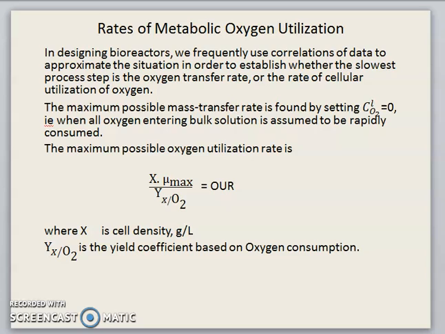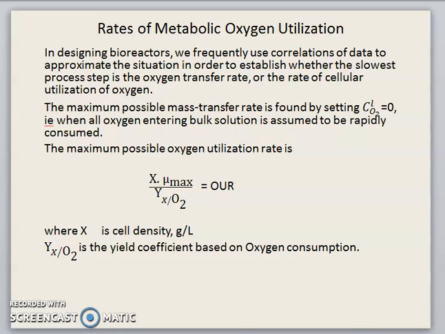In designing bioreactors, we frequently use correlation of data to approximate the situation in order to establish whether the slowest process step is the oxygen transfer rate or the cellular utilization of oxygen. The maximum possible mass transfer rate is found by setting C_O2L equal to 0, when all oxygen entering the bulk solution is assumed to be rapidly consumed.